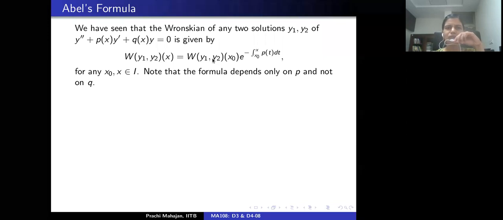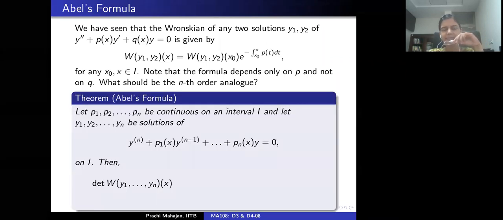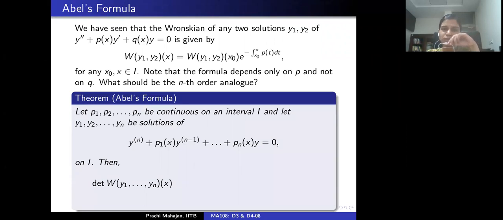Yes? So what we would like to do is establish an nth order analog of the above Abel's formula, and let's see. Yeah, surprisingly, it holds true, and let's see what the statement is. So we have an nth order homogeneous linear differential equation in standard format with the coefficients p1, p2, ..., pn assumed to be continuous on an interval I.